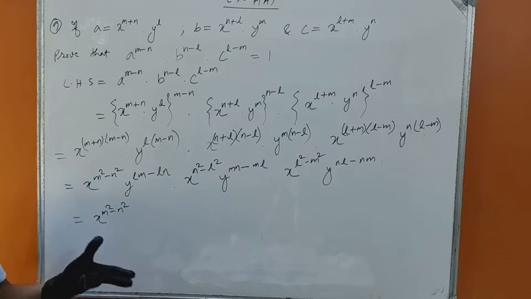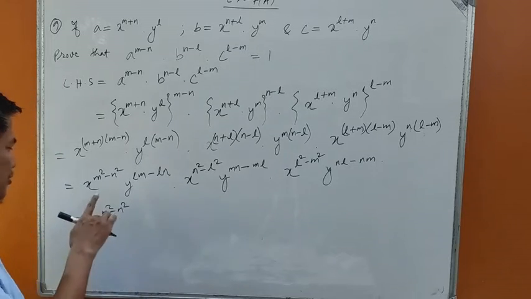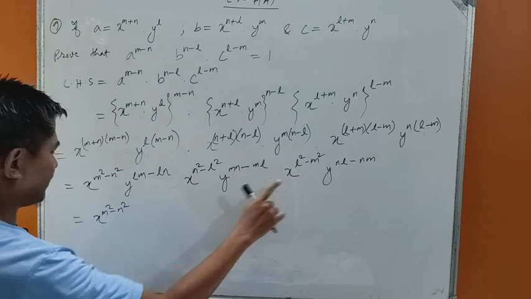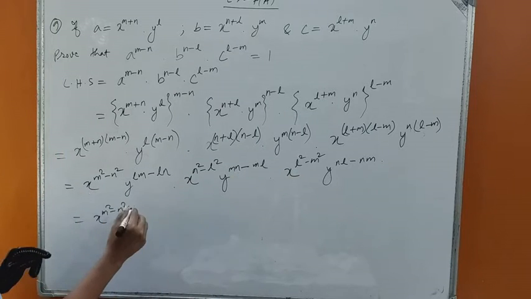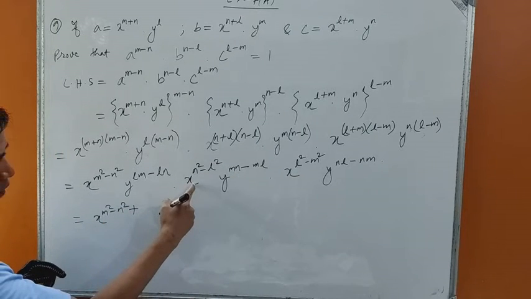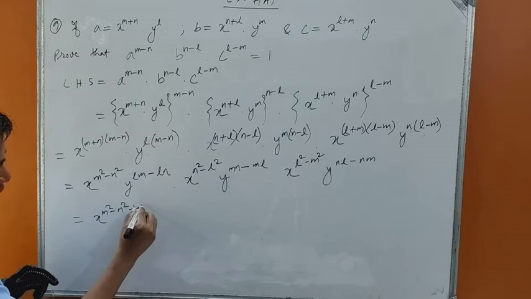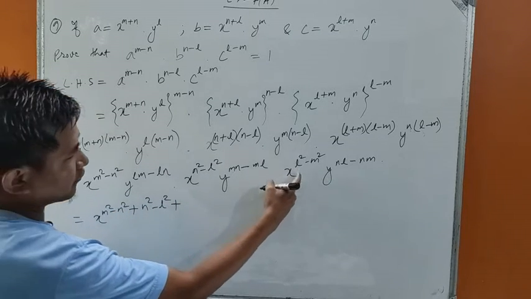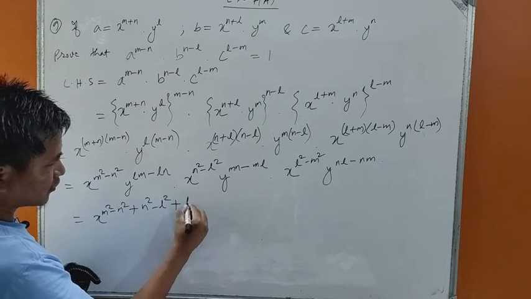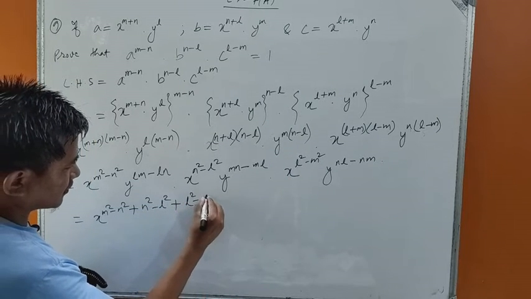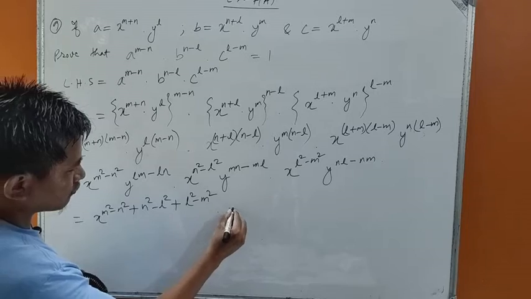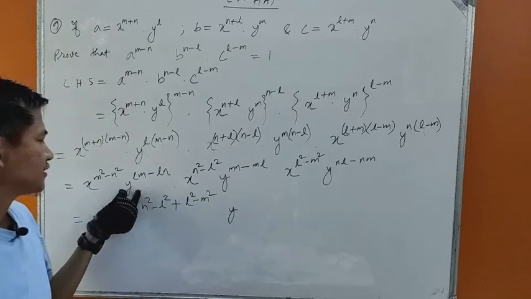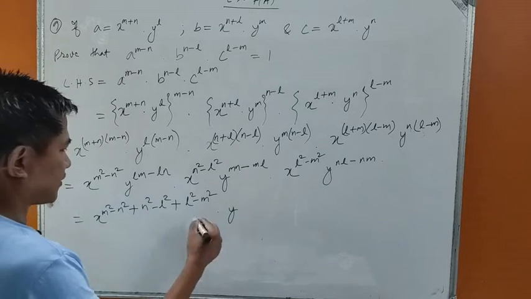If the bases are same, then the power will be added. So x, x and x, their powers will be added, okay? Here we have m square minus n square plus the power of x here is n square minus l square, plus the power of x this l square minus m square, isn't it? Now we write into y. So y, the same thing, isn't it? Power will be added, the bases are same.